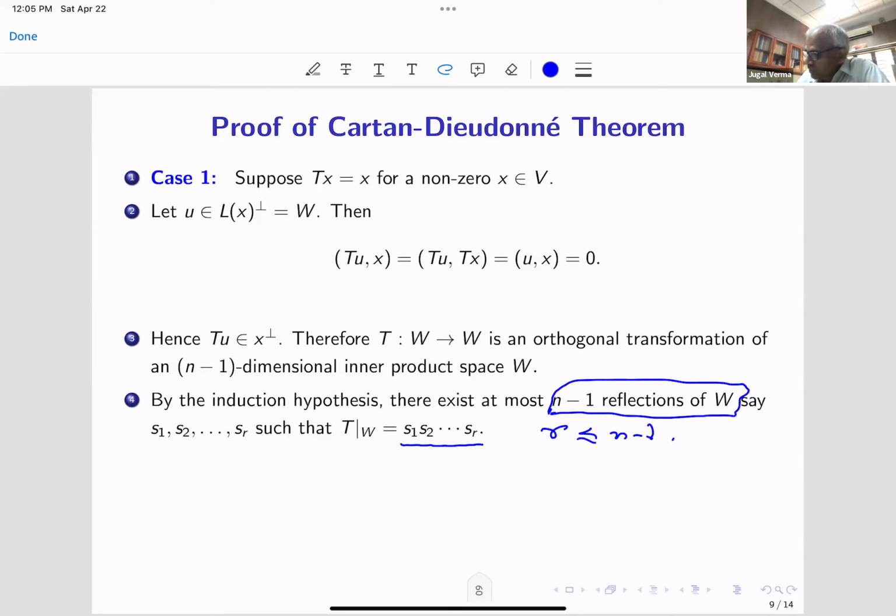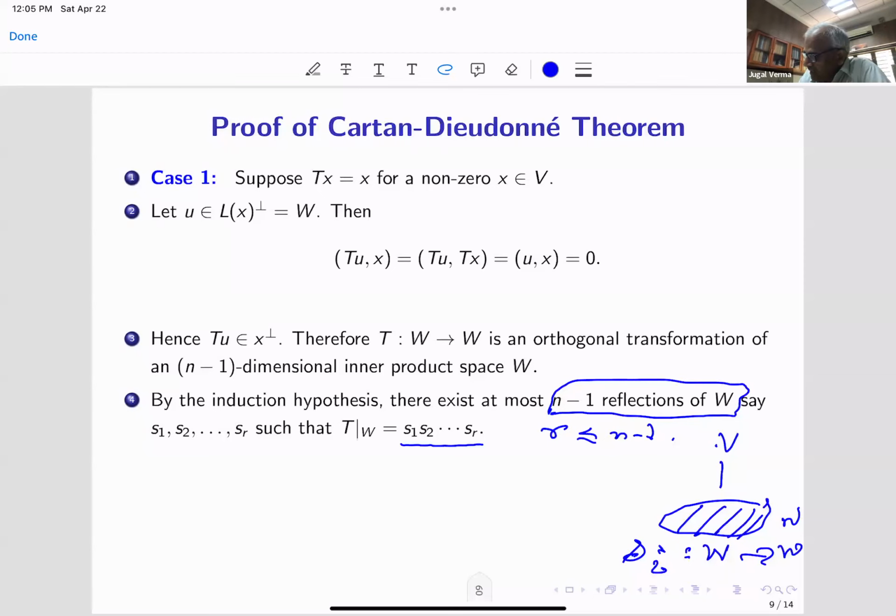Okay, so I have reflections of W, but W is contained in V, okay? And inside W, I have these R reflections. So I will try to construct reflections of V by extending these reflections to the whole of V, okay? But to get reflections of the whole of V, I need an n minus one dimensional subspace on which the action of T is that of identity, okay? So just think of this one reflection Si. This is a reflection of W.